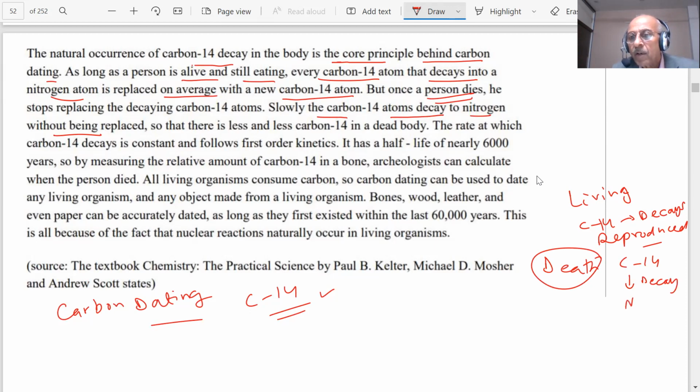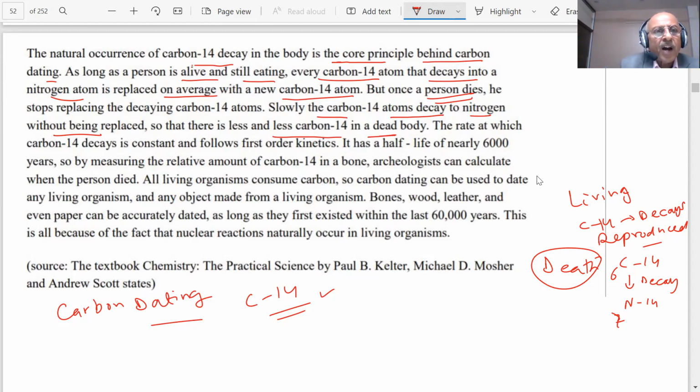to nitrogen 14. 7 is nitrogen, this is 6. So this is decaying to nitrogen. After death, what will happen? The amount of C14 will start decreasing. It will keep on decreasing. So there will be less C14 in a dead body than a live body, let it be a tree or anything.